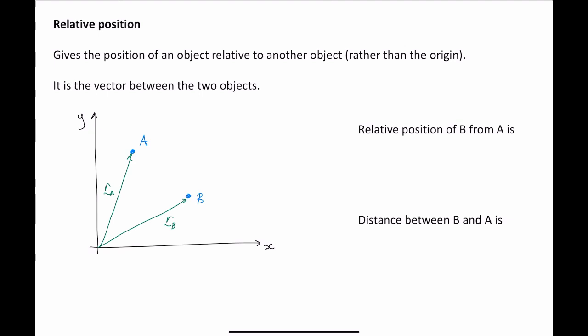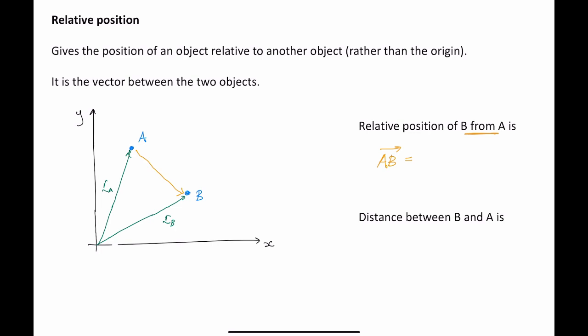So I'm interested in this vector. I haven't put an arrow on yet because it's incredibly important you read what the question is asking for. In this specific example, I'm asked for the relative position of B from A. So I'm going from A towards B, so it's just going to be the vector AB. That's the relative position of B from A. Imagine I want to go from A to B: by basic vector addition, I'm going minus RA plus RB. So I can write this as minus RA plus RB, or just RB minus RA.